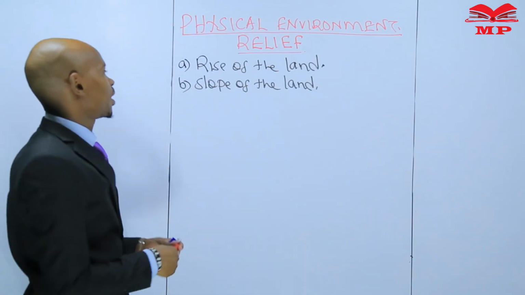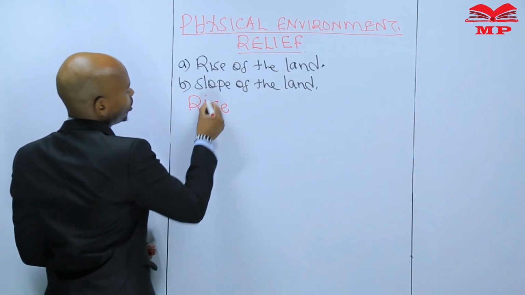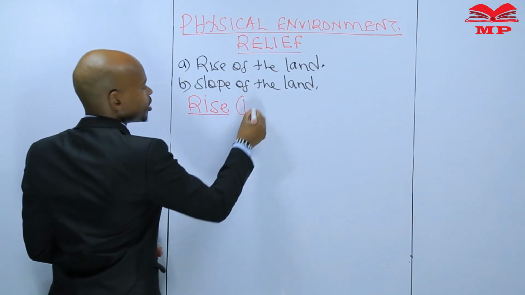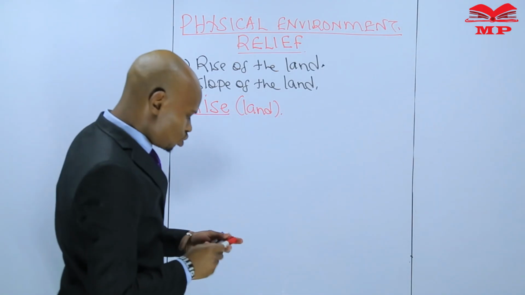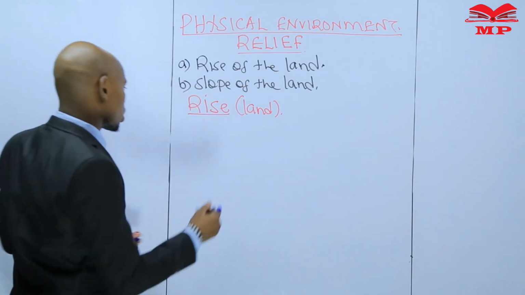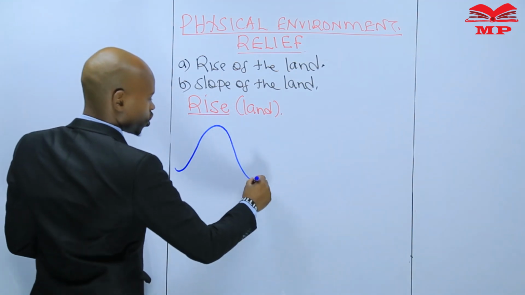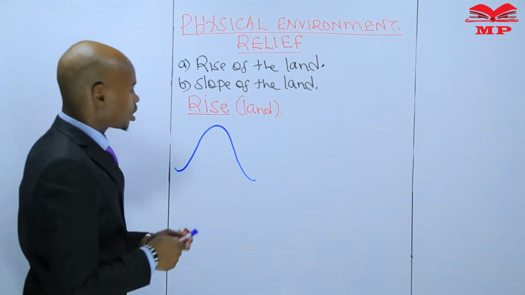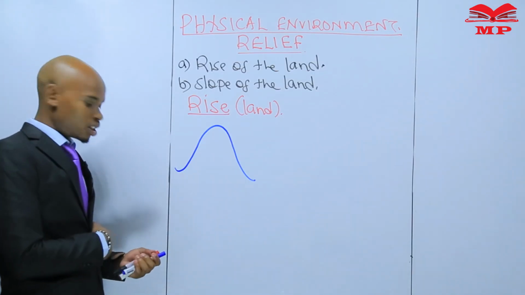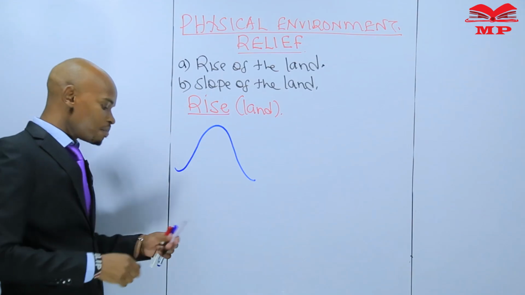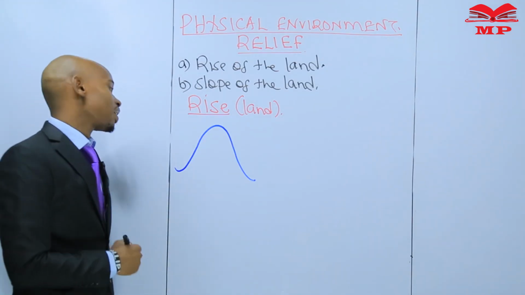Maybe to start with the rise, what do I mean by the rise of the land? I will use a magic mountain to demonstrate what I mean, before we go to the map work, where we shall use an example of a map. This is what I call a magic mountain. It will help me to explain what exactly I mean by rising of the land and sloping of the land.